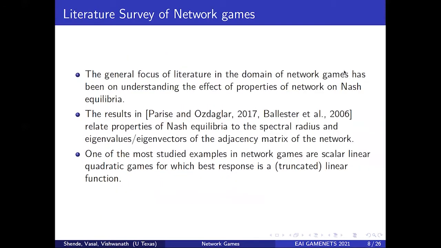So looking at the survey of network literature of network games, the focus has been on understanding the effect of properties of network on Nash equilibrium. The results in Asu's paper, Paris' paper and Ballester's paper show that the properties of Nash equilibria relate to the spectral radius or the eigenvalues and eigenvectors of the adjacency matrix of the network. One of the most commonly studied examples in network games is the linear quadratic game, where the best response is linear and the utility function is a linear quadratic function.